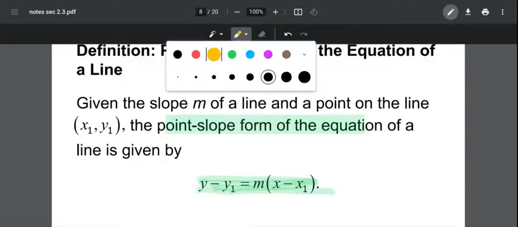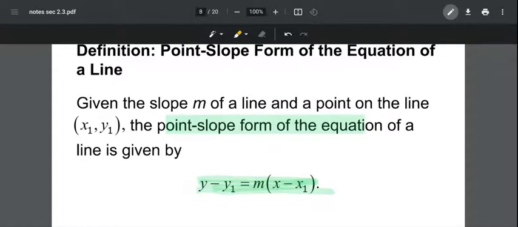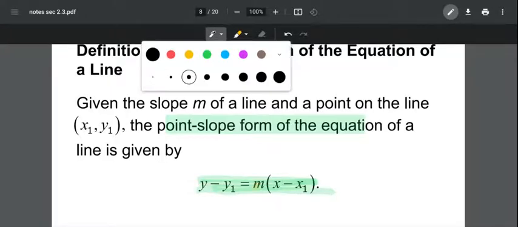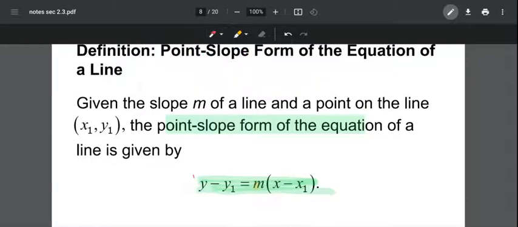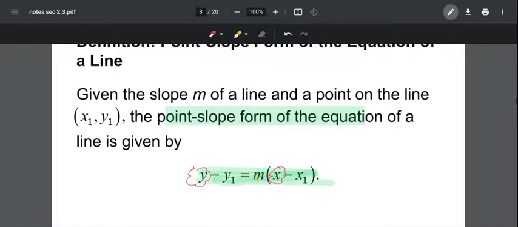So why are they saying point-slope form? Because the point is given, so we know the x1 and y1, and also the slope will be given. So the only variables which we will have in this problem will be y and x. Everything else, m, x1, and y1, will be given. So this is the point-slope form, and let's just practice.